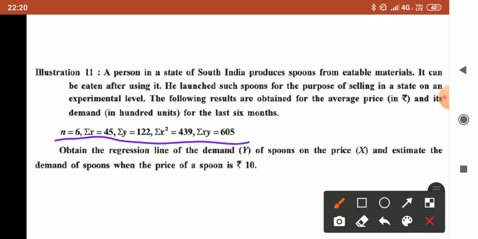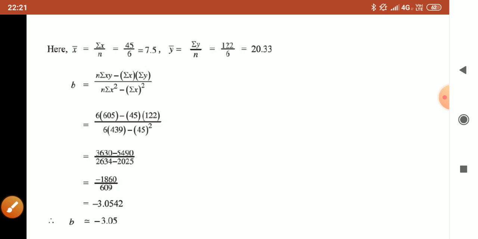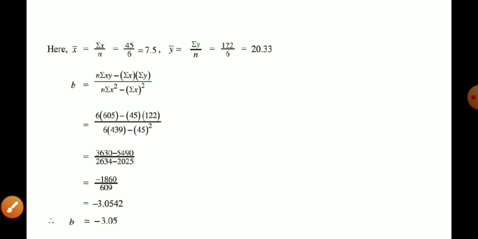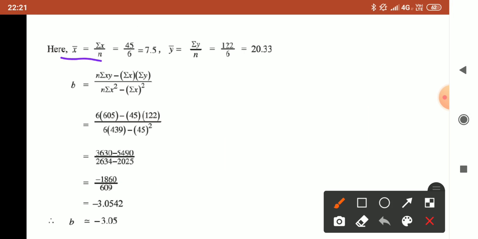By taking these values, we can find x bar, we can find y bar, we can also find b, we can also find a, and we can estimate the price of the spoon. We can estimate the demand when the price of the spoon is rupees 10. Let's start the sum.